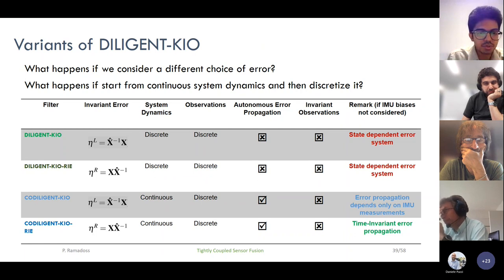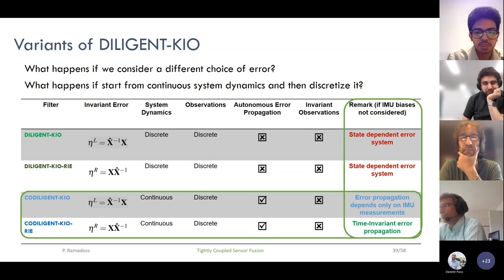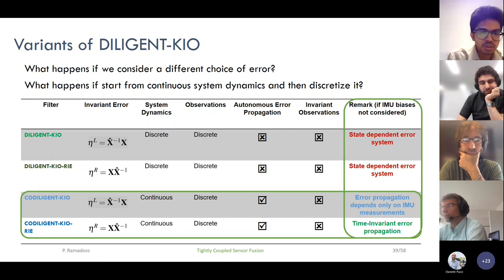In particular, what we noticed was, for the left invariant error, although the linearized error system becomes independent of the state trajectory, it depends on the IMU measurements. While if we choose a right invariant error, besides becoming state independent, the error system also becomes time invariant.